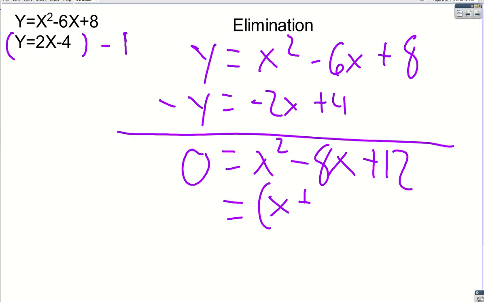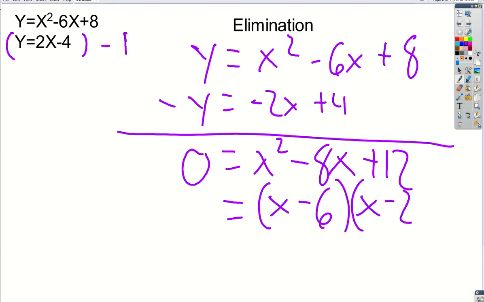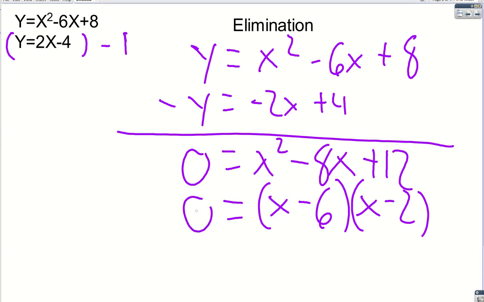and say x minus 6 and x minus 2. And that gives us 2 times 6 to get us to 12, but 6 plus 2 to get us to 8. And there are our 2 equations. So x minus 6 is equal to 0, so x is equal to 6.